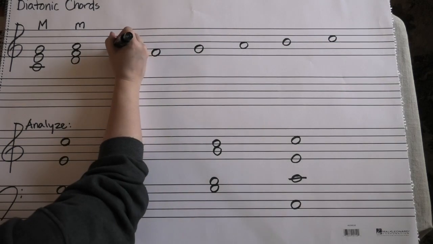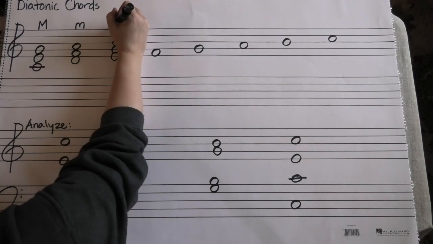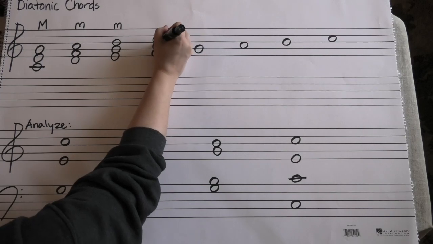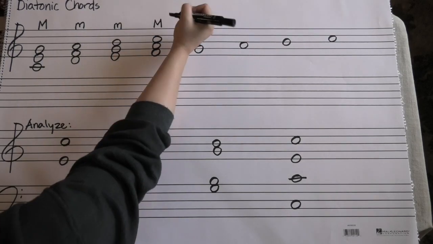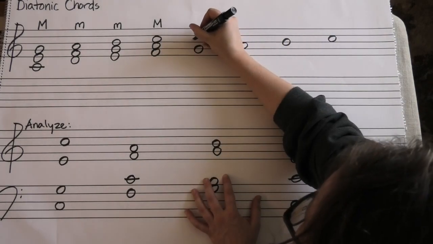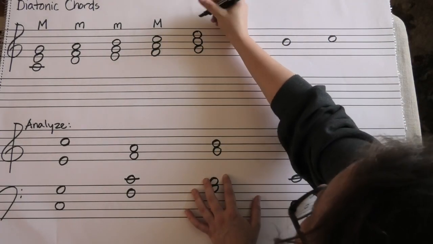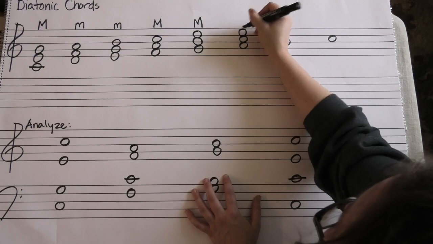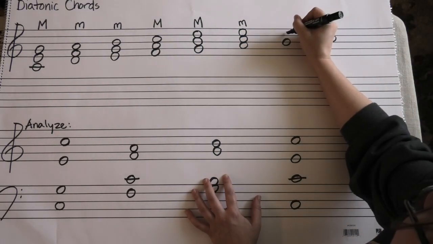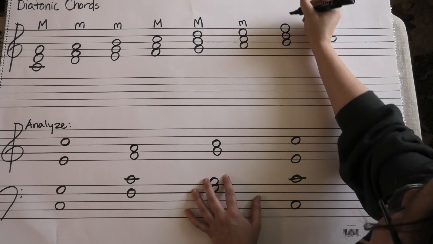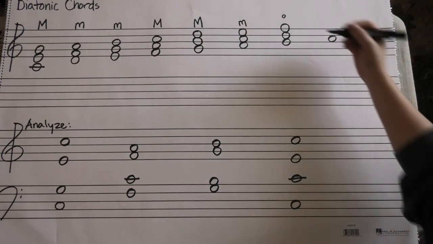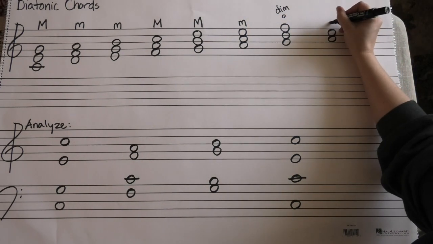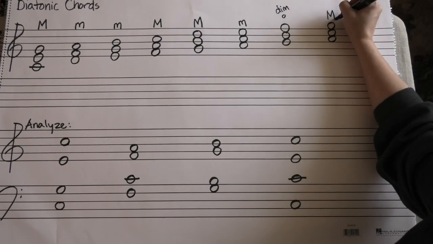On degree 3, you will have another minor. On degree 4, you will have a major. On the 5th degree, another major chord. 6th degree, this would turn out minor. 7th degree, it turns out diminished. Or we can write it this way. Diminished. And then we're back to major at the top.